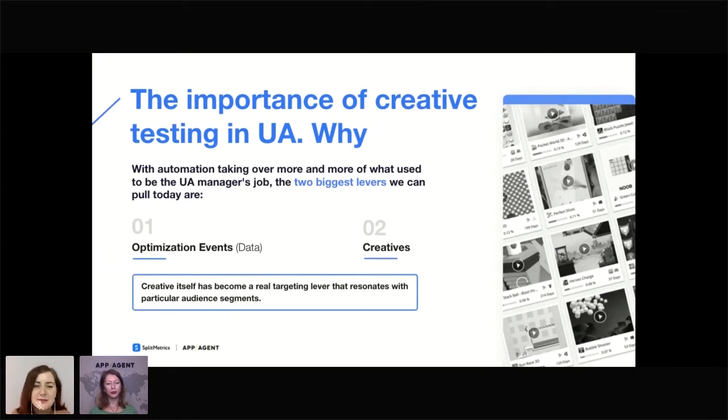So I'm sure most of you, if not all of you, know that with the increasing automation happening on all the major platforms like Facebook and Google, creatives are becoming more and more important in order to be able to sufficiently and sustainably scale your UA activities. So in today's world, a UA manager really has only two levers left that they can pull in order to move the needle and really optimize their campaign's performance.